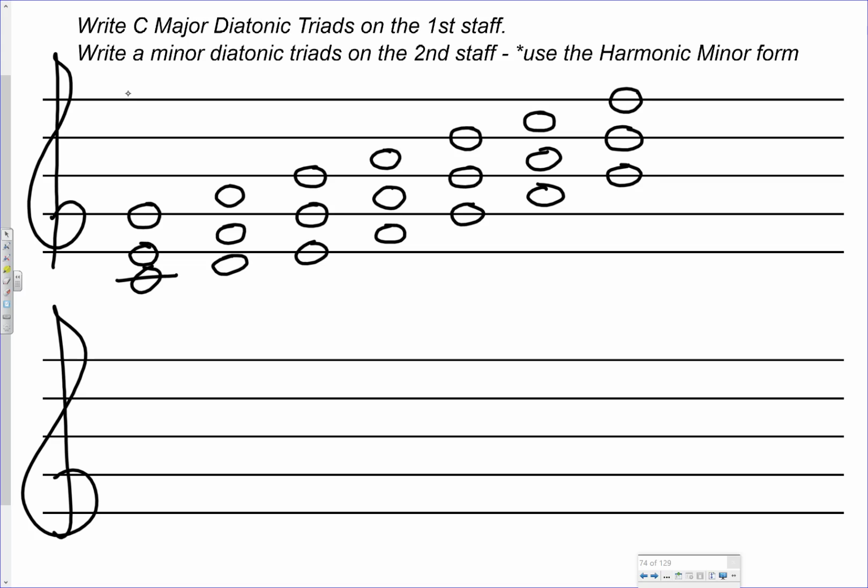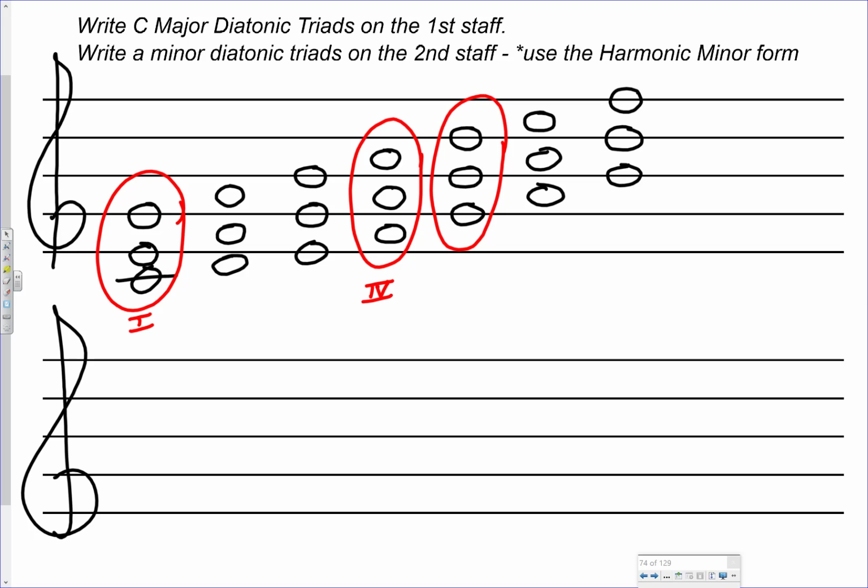Let's circle the primary triads. That's 1, 4, and 5, or the tonic, subdominant, and dominant. Let's supply the Roman numerals for those primary triads in the key of C major. We have a capital 1, capital Roman numeral 4, and a capital Roman numeral 5.